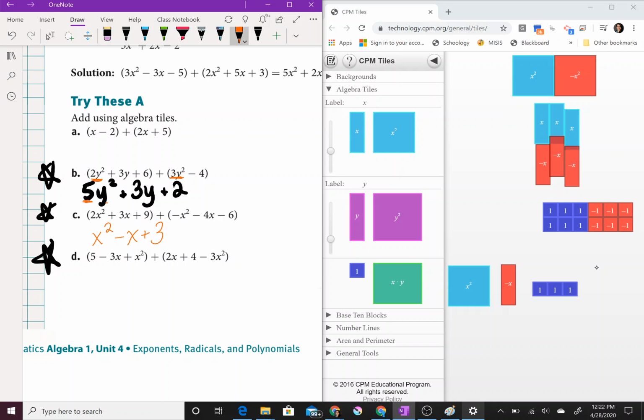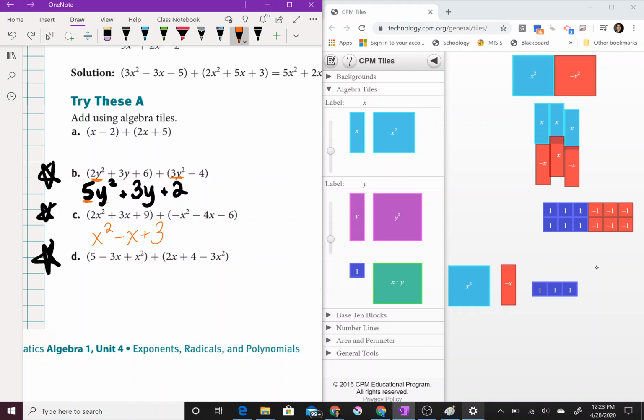Okay, let's try D without needing to use algebra tiles here. So notice here that I have 5 minus 3x plus x squared. Now it seems to be in an unusual order, so it's not going to be the standard form that we see it. The standard form of a polynomial is if x squared was in the front and 5 was in the back. The constant would be the last term there. But it's still a polynomial. Same thing with this. This isn't going to be in a different order, but I'm going to make sure to combine like terms here.